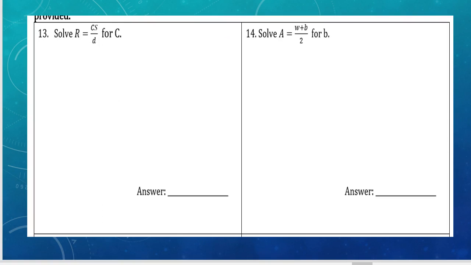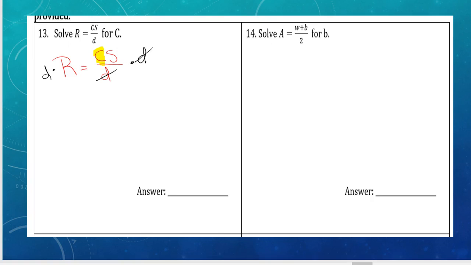Number 13 and 14 return to solving literal equations. So I need to solve R equals C times S divided by D, and I'm solving for C. The first thing I need to do is get rid of that D in the denominator. When things are in denominators, they're connected with division, and I move divided by things, whether that thing's a number or a variable, by multiplication. So a divided D moves by multiplying by D. Whatever I do to one side, I do to the other.